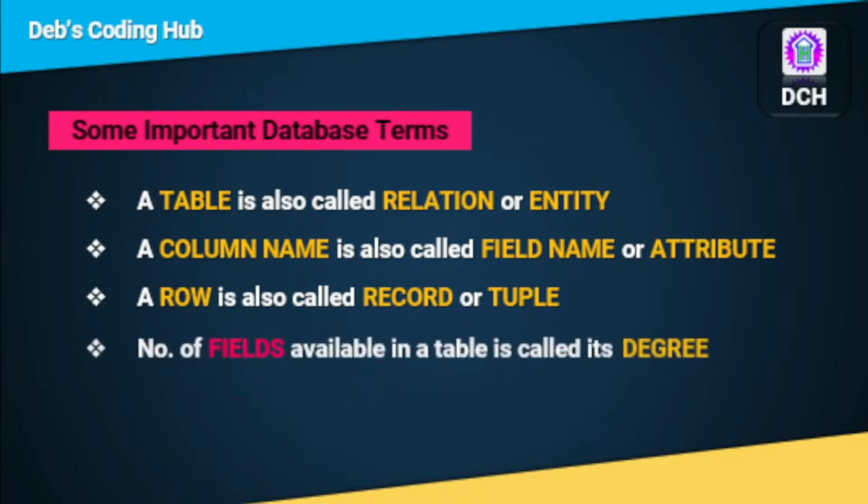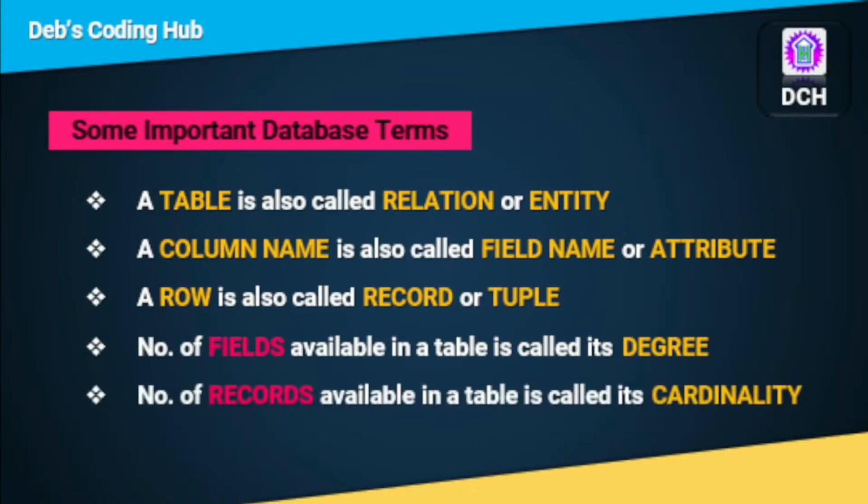The number of fields or attributes that are available in a table is called its degree. So in the previous example, whatever table we have seen, the degree of the table is 3. Why? Because the table has 3 fields or attributes. Now the number of records available in a table is called its cardinality. Cardinality keeps on changing as we enter more records.